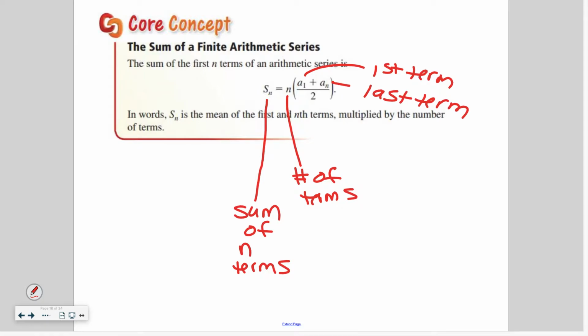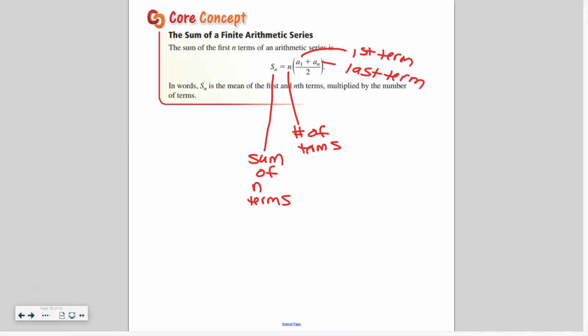We may also need, or you will also need, to remember this formula. Does that look familiar? Yeah, it's from just last week, right? That's how you find the actual formula for an arithmetic sequence. So you may actually have to write the formula out to find the last term, and then we can use the sum formula. So that does happen. You will see that as well.